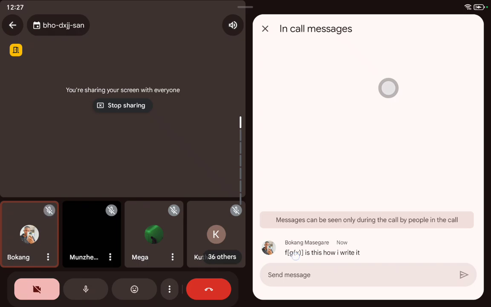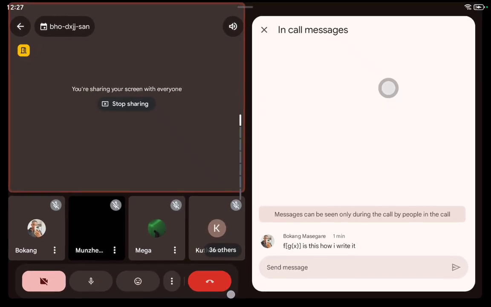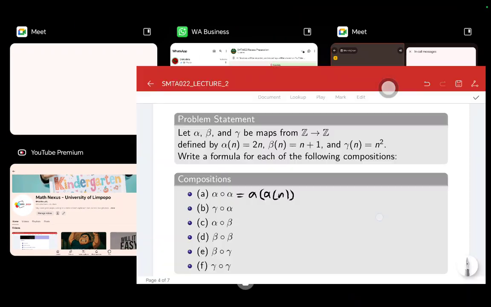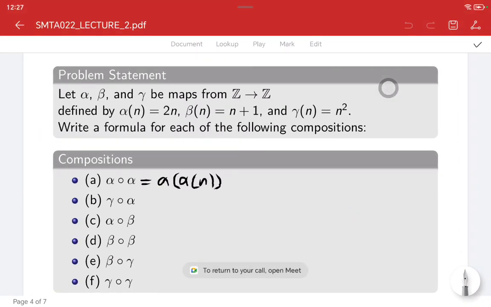f of g of x, this is how you write it. Yeah, this is how you write it. It's correct. So that's how we're going to write it here. There are many ways you can write it, but we're going to use how you wrote it there, right? The other way depends on which side you take it from.